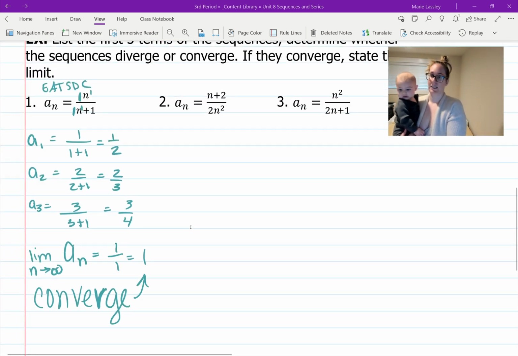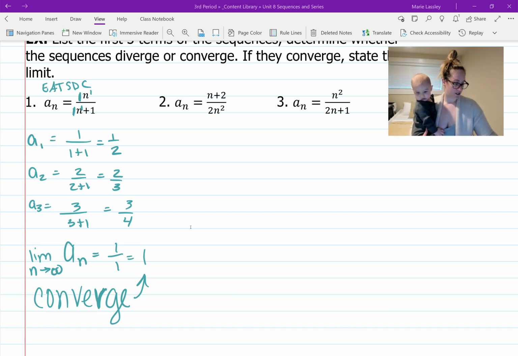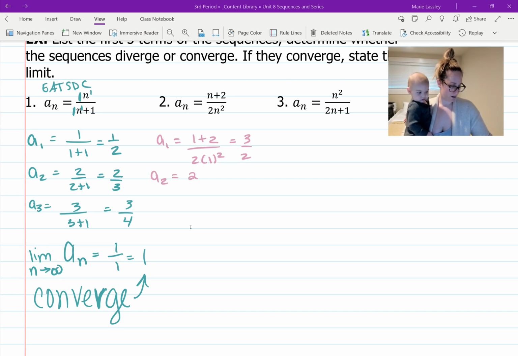All right, let's look at the second one. First we're going to list out our numbers. So A1 equals 1 plus 2 over 2 times 1 squared. So that's 3 halves. A sub 2, that's 2 plus 2 over 2 times 2 squared.